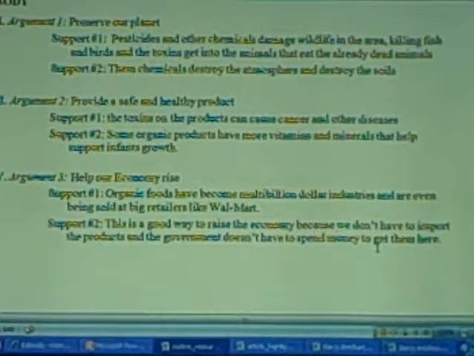Now, maybe you don't know your thesis right away, and that can be intimidating. Here are some tips on how to build it. What you want to do basically in a thesis is combine your specific purpose with your best arguments. So here, we're looking at the idea that people should buy organic foods, and here are the best 3 reasons why. Because it preserves the planet, it provides a safe and healthy product, and it helps out our economy. So our thesis should combine those ideas.